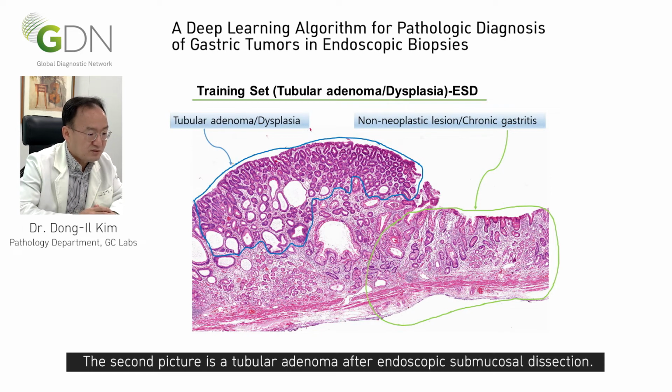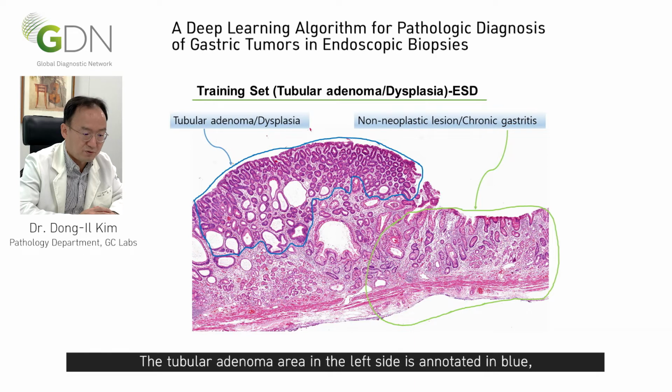The second picture is a tubular adenoma after endoscopic submucosal dissection. The tubular adenoma area on the left side is annotated in blue, and the area with no tumor is annotated in green. We provided Vuno with these pictures.